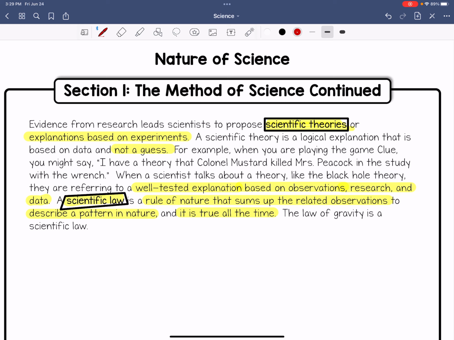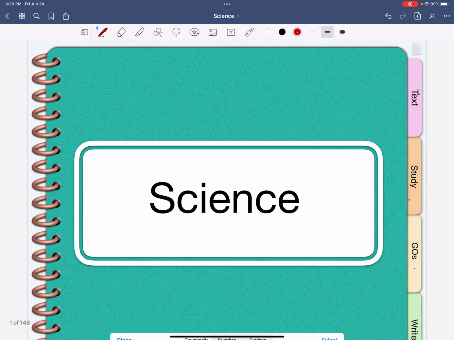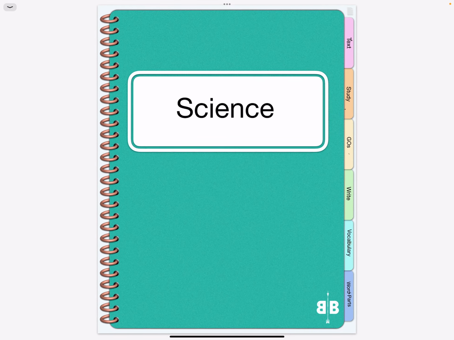When a scientist talks about a theory, like the black hole theory, they are referring to a well-tested explanation based on observations, research, and data. A scientific law is a rule of nature that sums up the related observations to describe a pattern in nature, and it is true all the time. The law of gravity is a scientific law. So let's go back to our Venn diagram, and I'm going to do the shortcut on this one. This is study questions.